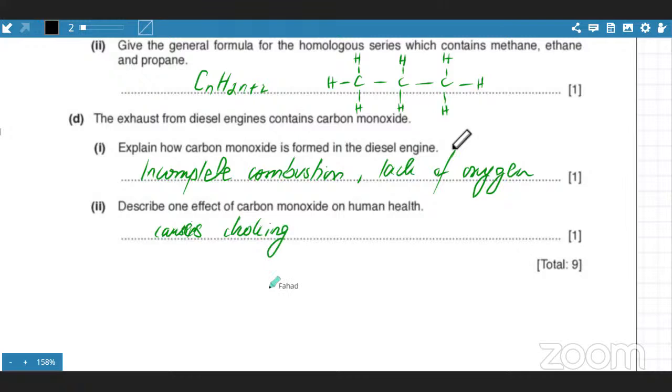It causes choking. Why does it cause choking? Because it attaches to hemoglobin, the heme group in your red blood cells. It attaches to it, and irreversibly attaches to it. Now, the purpose of the hemoglobin was to carry oxygen. So if the hemoglobin gets connected to carbon monoxide, it's not able to carry oxygen. And if it's not able to carry oxygen, then your cells are not going to get oxygen. So just hold on 1 minute. Let's move to the next part.